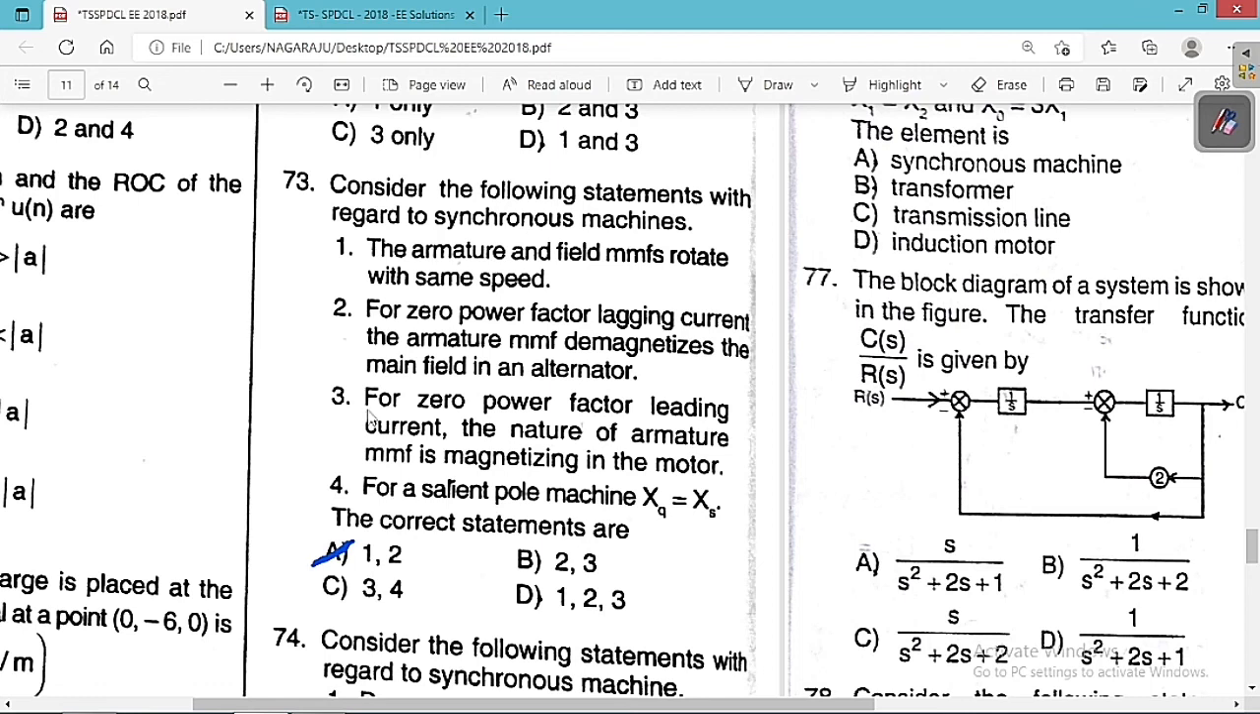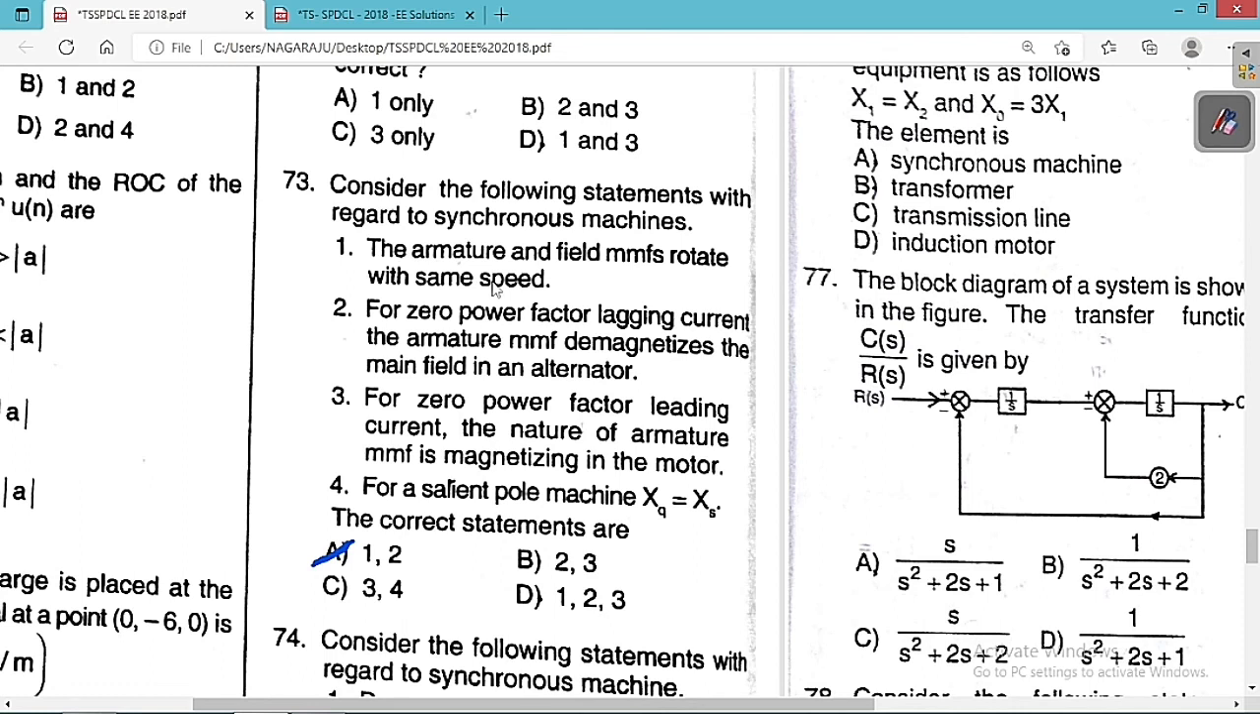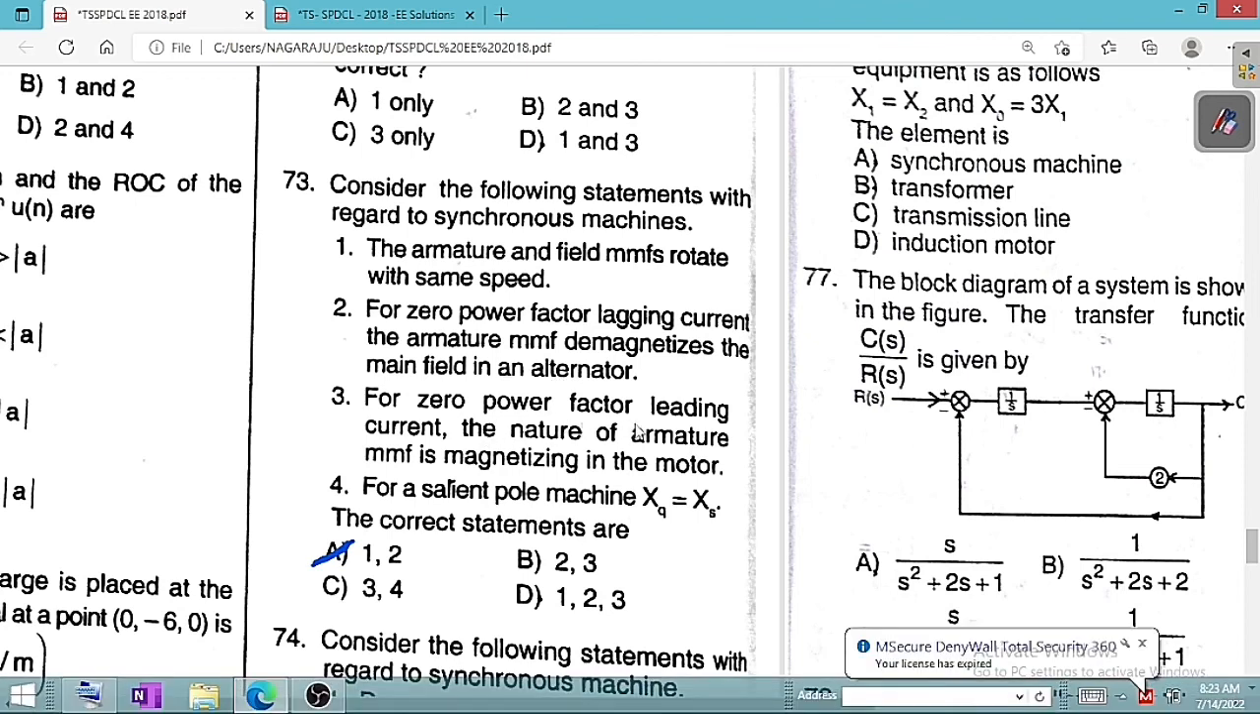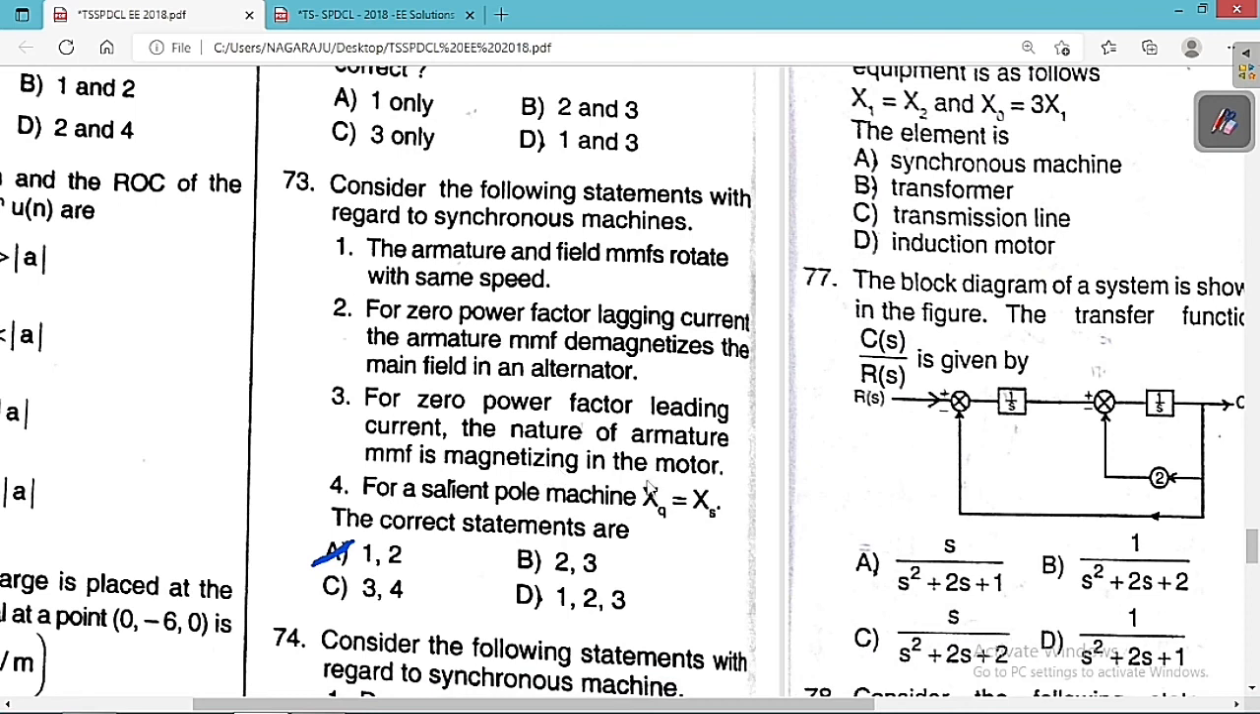Because I already told you, the armature MMF and the field MMF should always rotate in the same direction with the same speed, or we can say the relative speed between them should always be equal to 0. Then only a non-zero torque is going to be produced. Otherwise we are going to get zero torque. So statement 1 is correct. Also for zero power factor lagging current, the armature MMF is going to demagnetize the main field in case of an alternator, whereas for zero power factor leading current, the nature of the armature MMF is also demagnetizing in the motor. It is demagnetizing, not magnetizing, in the motor.